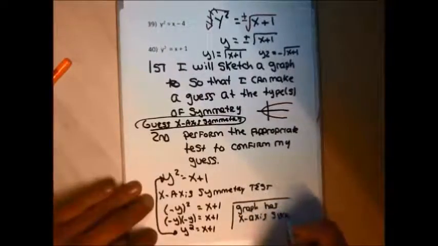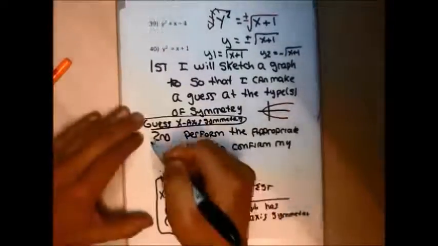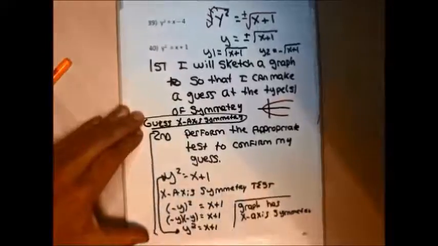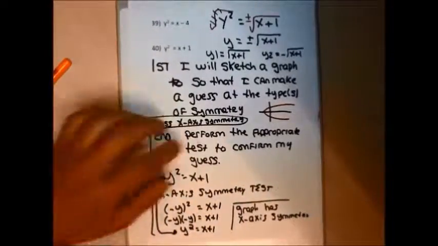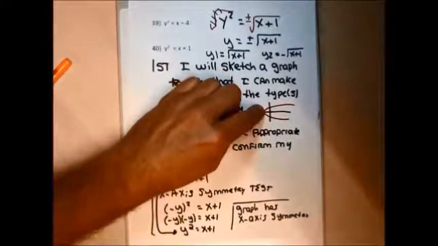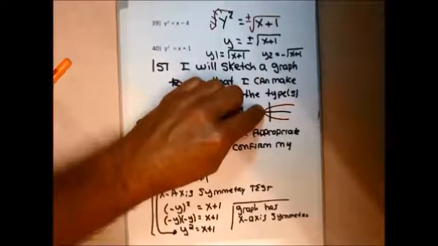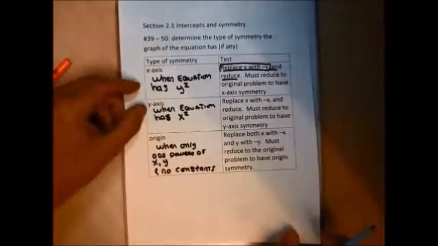And if this was a test question, this is what I need to do. I need to see the second step. So to absolutely be sure that my calculator wasn't tricking me and made it look like it was symmetric to the x-axis, but it really wasn't, I have to do the test to confirm x-axis symmetry.